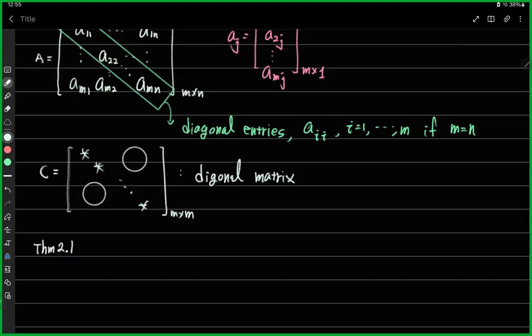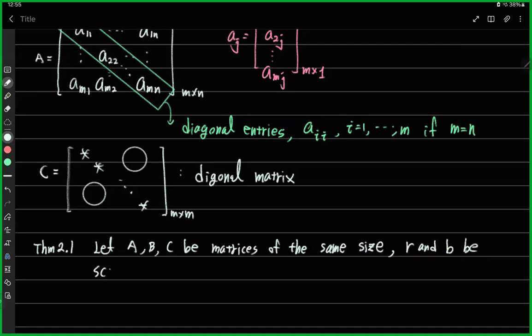And the addition, see Theorem 2.1. This theorem talks about scalar multiplication and addition of two matrices. Let's say matrices A, B, and C are matrices of the same size, and let's say r and s be scalars.